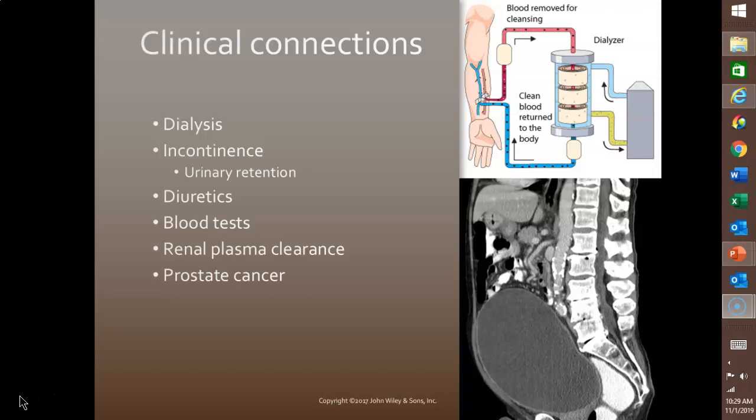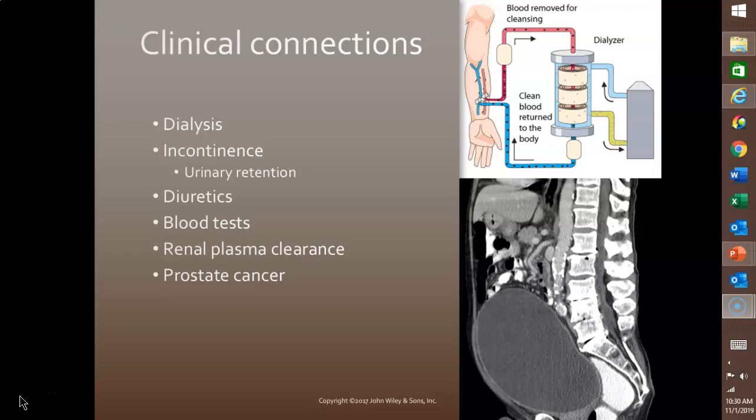Overflow incontinence is involuntary leakage of small amounts of urine caused by a blockage or weak contractions of the muscle of the bladder. So when urine flow is blocked, say there's an enlarged prostate or kidney stones, or when the urinary bladder muscles can't contract properly, the urinary bladder becomes overfilled and the pressure inside increases, and then small amounts of urine dribble out.